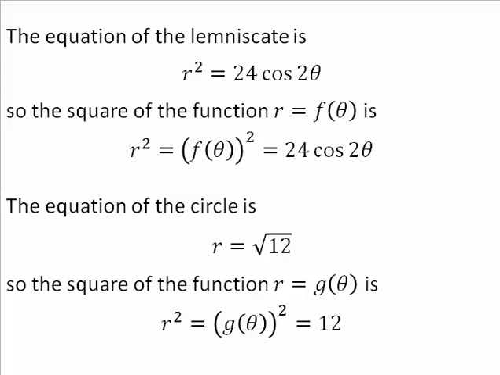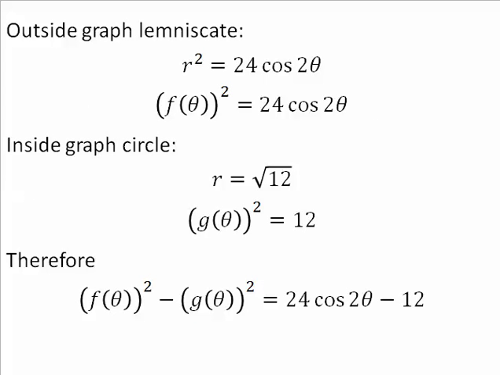It's kind of funky because one of the equations was given as r equals something, and that's the usual format. The other one was given as r squared equals. So anyway, outside the graph is f squared. Inside the graph is g squared. Therefore, the length of the radii of my little sectors is going to be f squared minus g squared. So I have my setup.